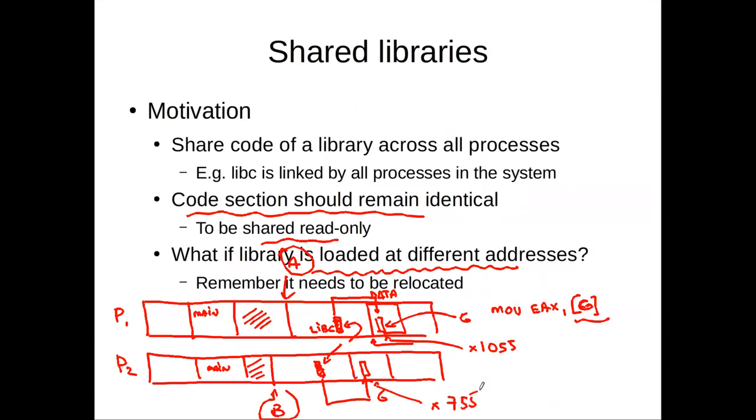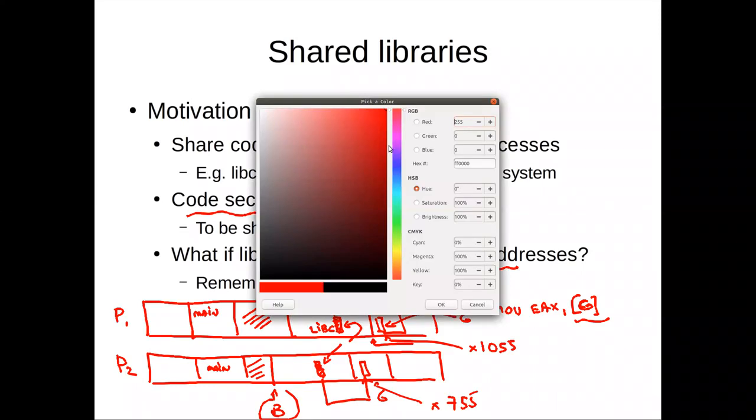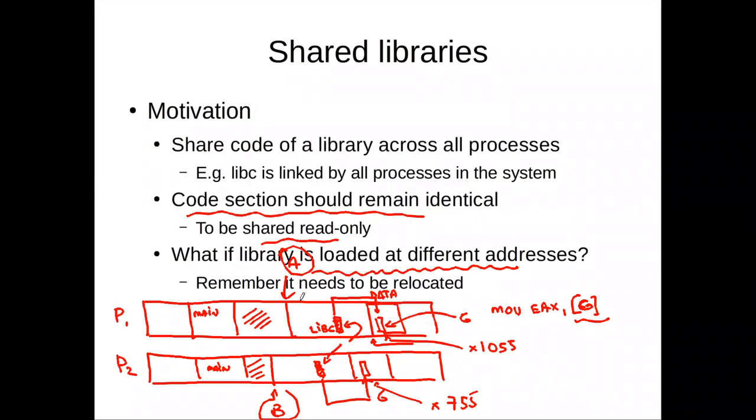Here's the problem. The code of this libc in the two programs is suddenly not equal. But the code has to be identical to be shared, because it's mapped once in physical memory. We can't have two copies of this address, because it's one memory, so it has to contain one value.